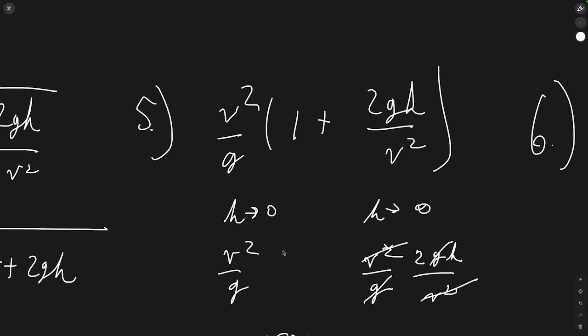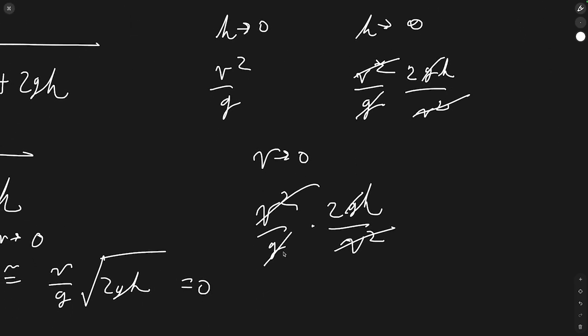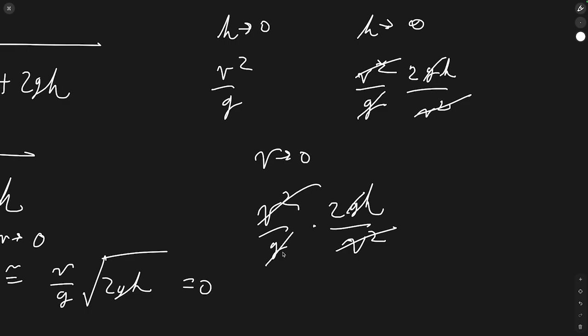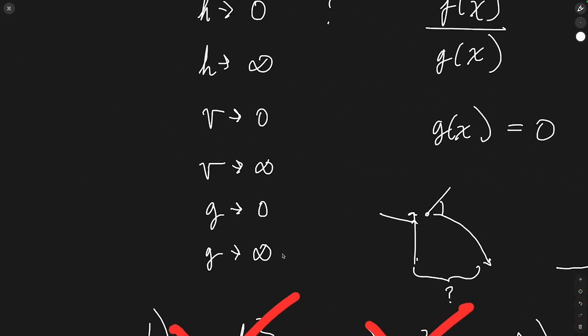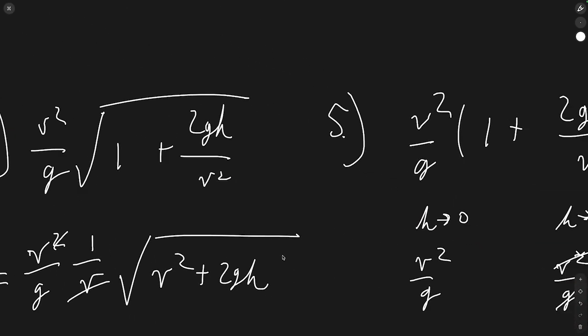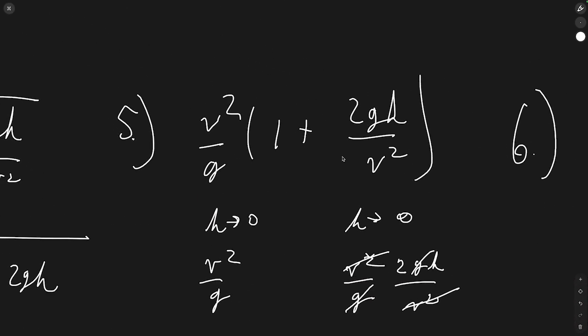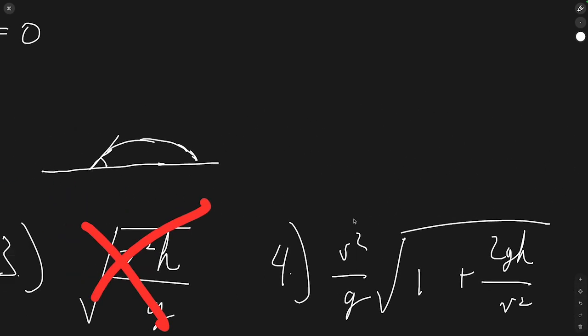I'm not a huge fan of that, because it should go to 0, right? So I want to erase this one. I want to eliminate this one as an option. What happens when v goes to infinity? This, okay, that works. The distance goes to infinity.